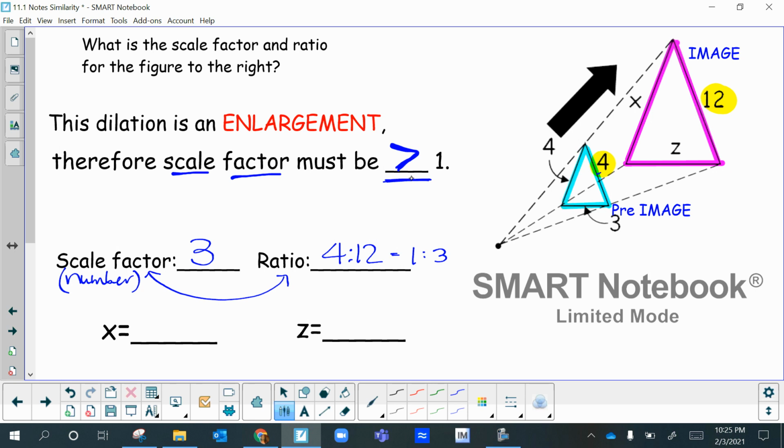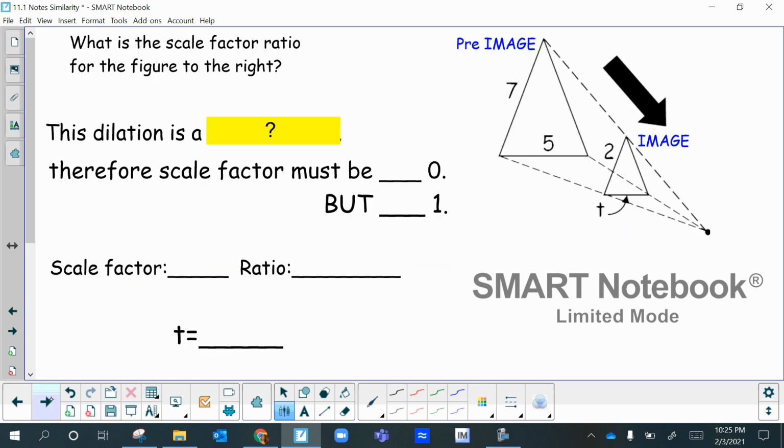And so now to figure out the side lengths, for x, well, this is an isosceles triangle, so x is going to be easy. That's going to be 12, because if that's 4 to 12, then that's going to be 4 to 12. Okay. And then for z, use that same scale factor. Since the scale factor is 3, this one's 3, so that means this one's going to be 9, because 3 times 3 is 9. So the biggest thing you need to remember is the difference between scale factor and ratio.